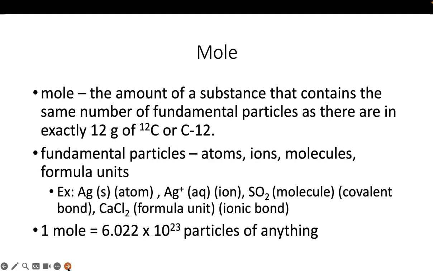And then again, fundamental particles here are just referring to particles, which could be anything from atoms to ions to molecules to formula units. And again, these are examples of what those things are. And then we have a mole. A mole is 6.022 times 10 to the 23rd, or 6 with 23 zeros after it, particles of anything. So that means I could have a mole of donuts. I could have a mole of water. I could have a mole of dollars. I could have 6.022 times 10 to the 23rd particles of anything.